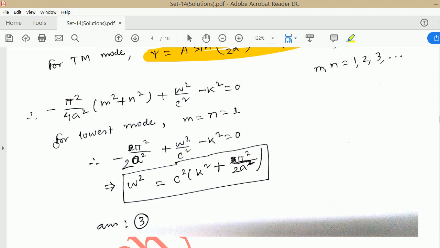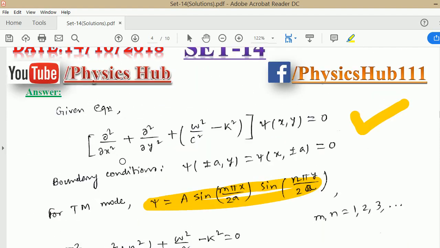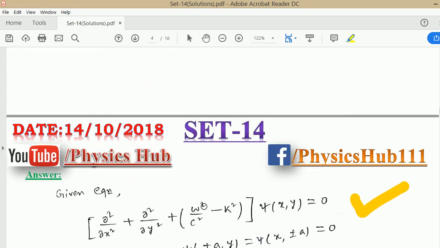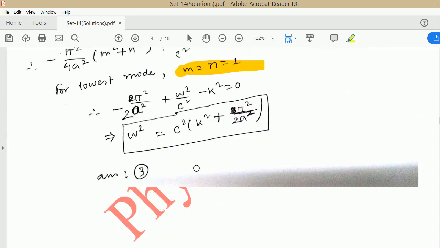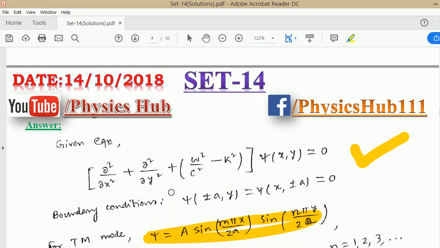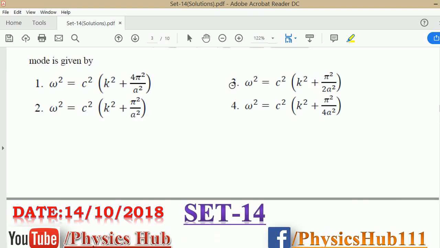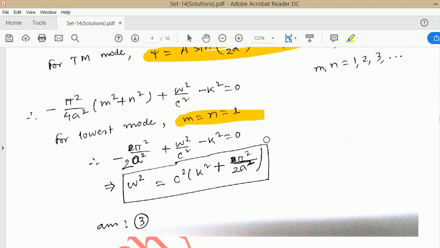And from here we get an expression for omega, and for the lowest mode m equals n equals 1, so we get this expression for omega square, and it is matching with, I forgot to mention it, option 3, this one. Is it? Yes.